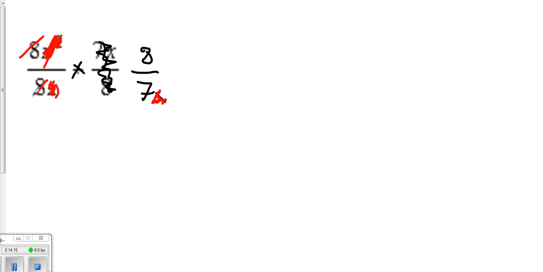8 cancels out with 8. Looks like a 1 and a 1 here. 1 times 8 is 8. 1 times 7 is 7. So our simplified and reduced rational expression is just 8/7.